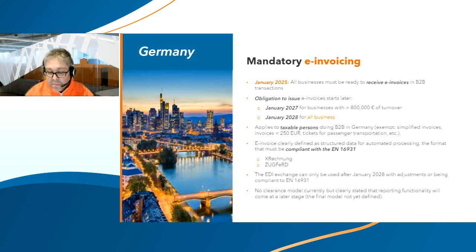Finally, and also very important to understand, is that Germany currently has no clearance model in place. But the government has clearly stated that some form of reporting functionality will be introduced at a later stage. The exact details of that future model have not been defined, and everybody is of course curious how it will look. This rigorous phased approach underscores Germany's commitment to modernizing its tax infrastructure while maintaining strict compliance standards.